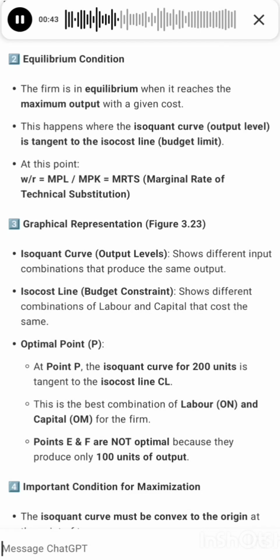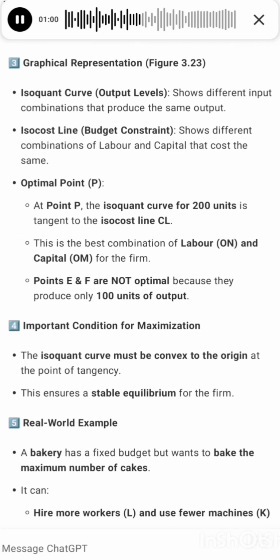3. Graphical representation. Figure 3.2: the isoquant curve (output levels) shows different input combinations that produce the same output. The isocost line (budget constraint) shows different combinations of labor and capital that cost the same. Optimal point P: at point P, the isoquant curve for 200 units is tangent to the isocost line CL. This is the best combination of labor, ON, and capital, OM, for the firm.